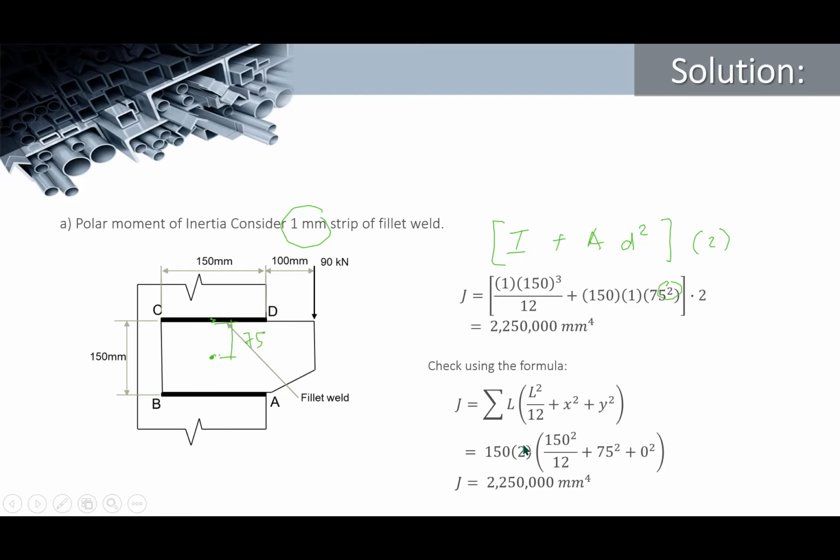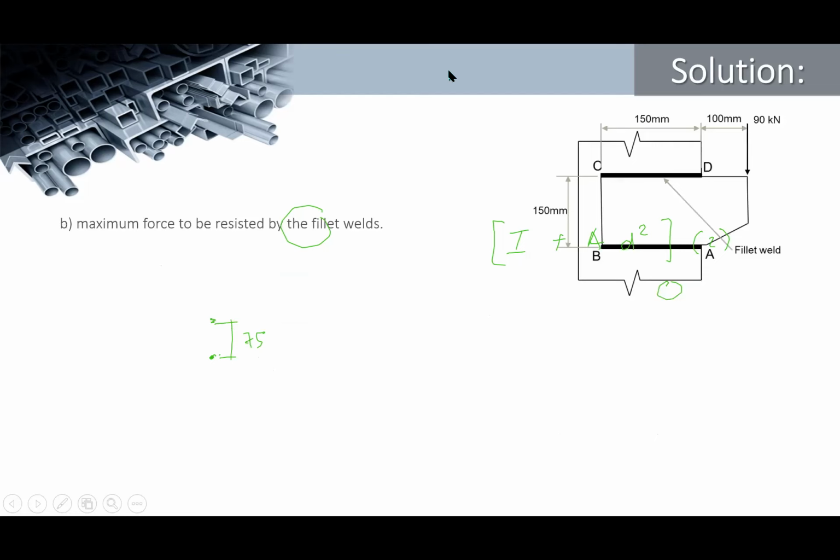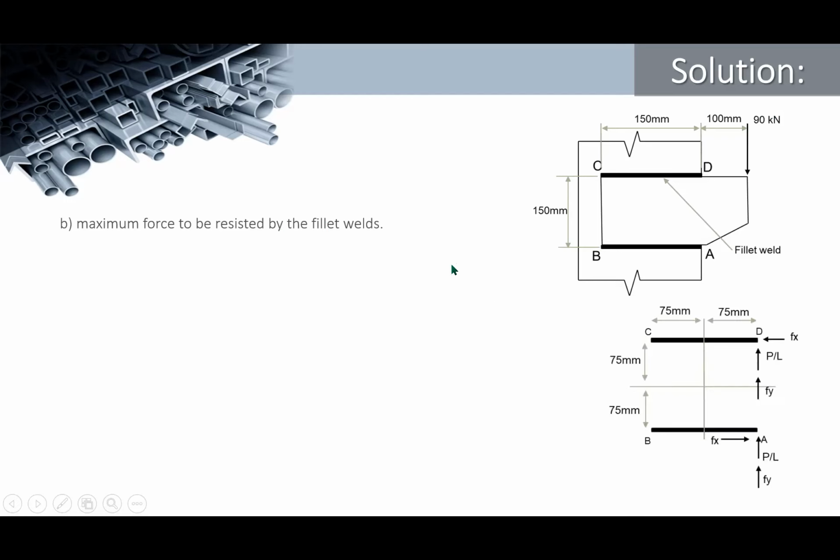Check na. Again, multiply ko sa 2 because we have 2 welds. Now, the maximum force to be resisted by the fillet welds or your Q. So, first, let's compute the direct force. Of course, wala tayong QDX. Meron lang tayong QDY. Ito yung pag-compute. Ito yung QDX. This is the QDY. Sorry. QDY. Ito naman, QDX.